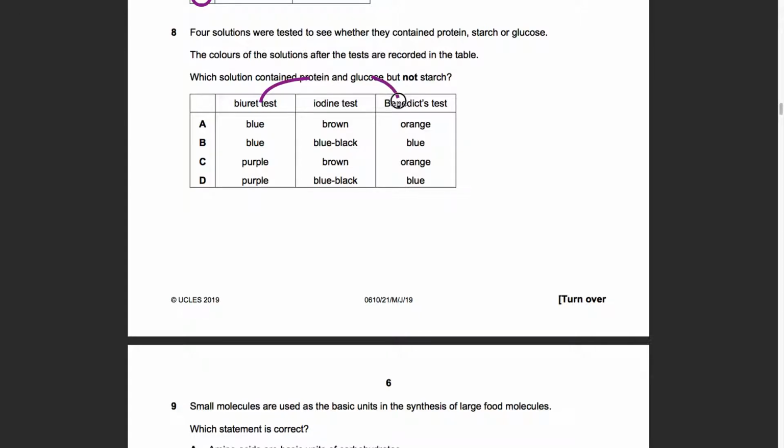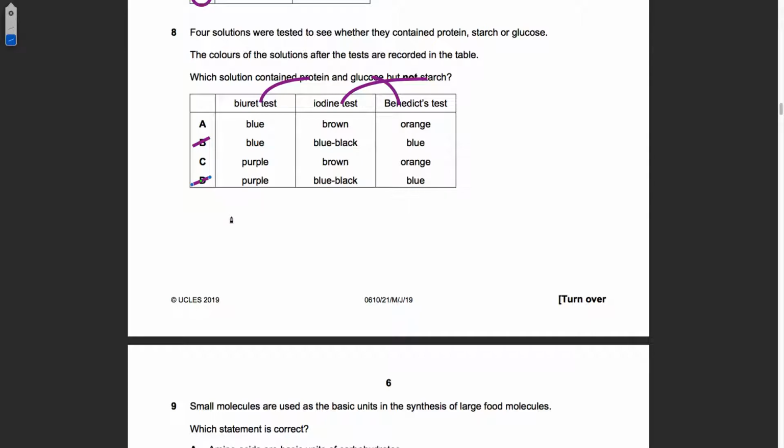Glucose is the Benedict's test, and starch is the iodine test. Now we can go at this different ways, but it might be easiest just to look for the one that's showing no starch. So the iodine test will only go blue-black if there's starch present. Now we're saying there's no starch, so any of the rows with blue-black underneath the iodine test need to go. We need to eliminate them, and that leaves us with A and C.